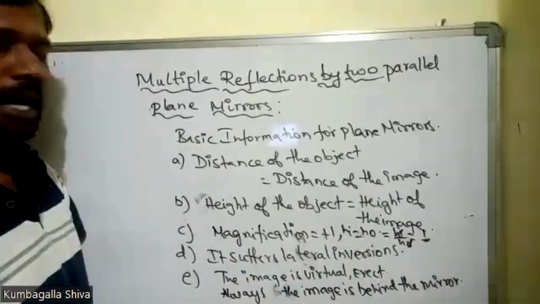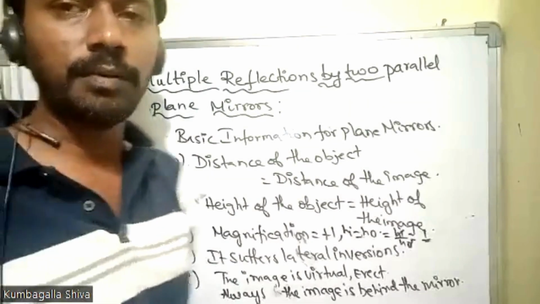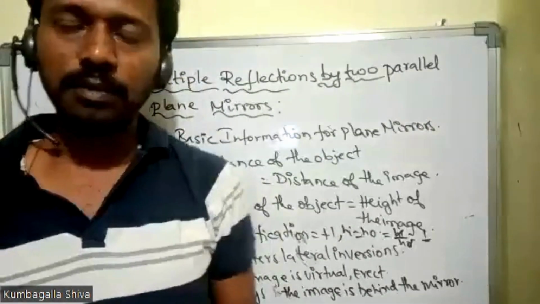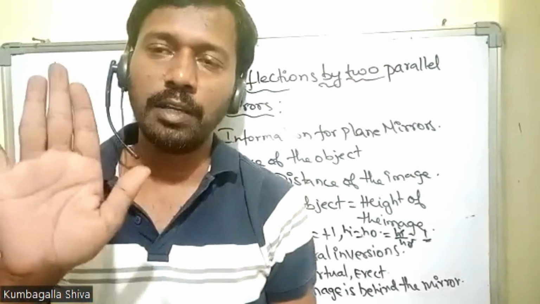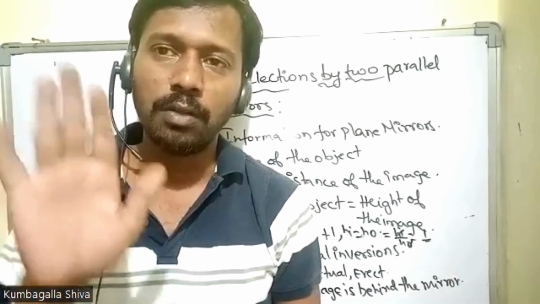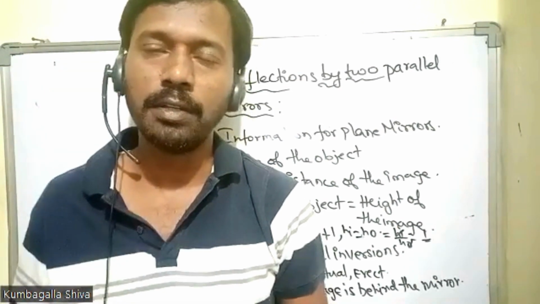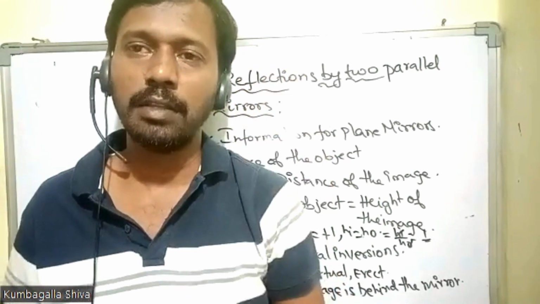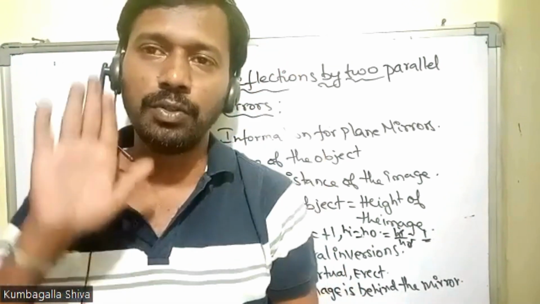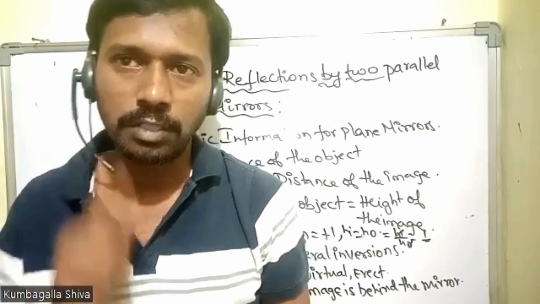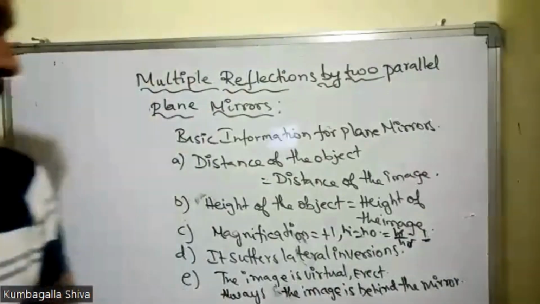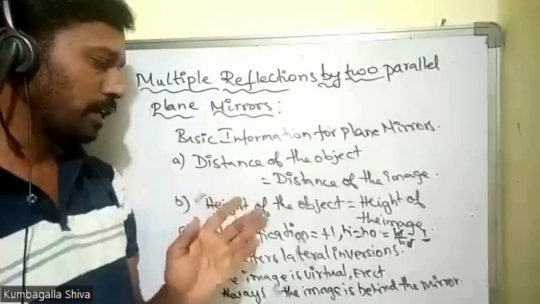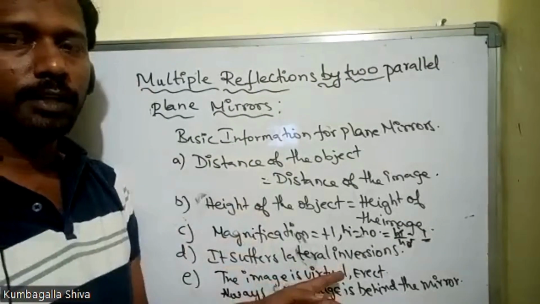That is the meaning. Lateral inversion means when you put your right hand onto the mirror, it will show you the left arm, and if you lift up your left arm, it will show you the right arm inside the mirror. Now one more important characteristic is that it is always virtual and erect.